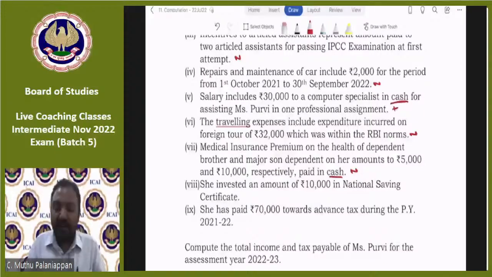She invested an amount of 10,000 in National Savings Certificate. So whatever this 80C that we are talking about, the National Savings Certificate is allowed. Why?